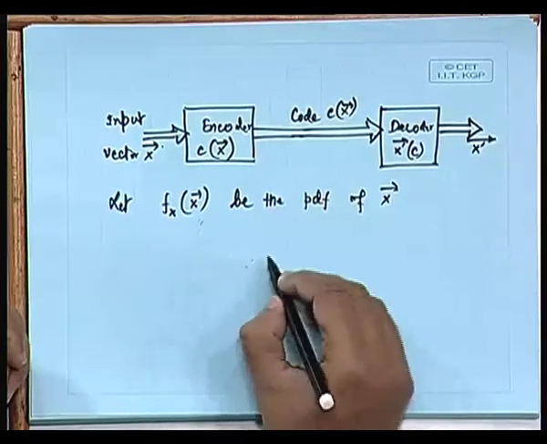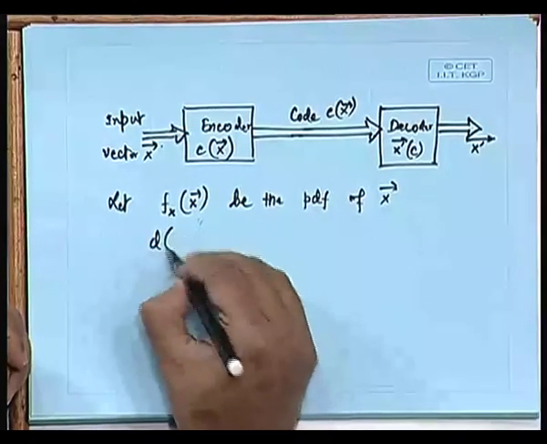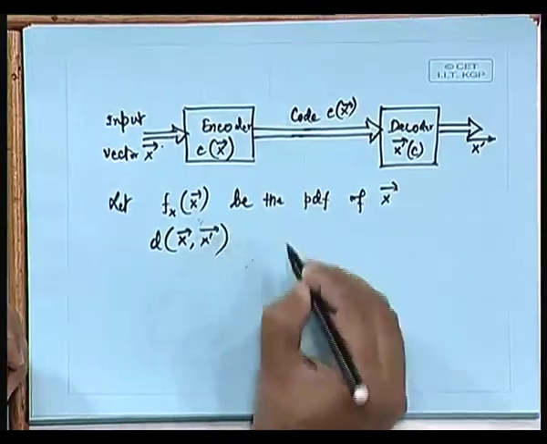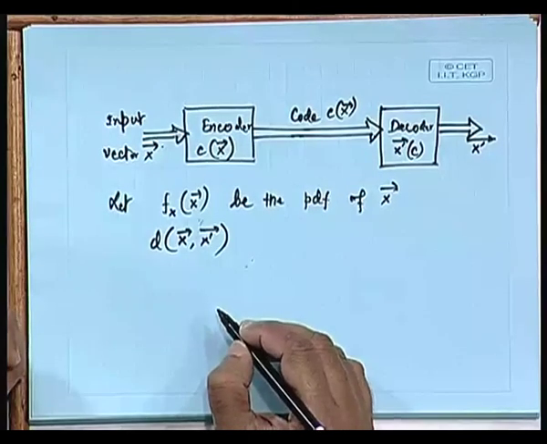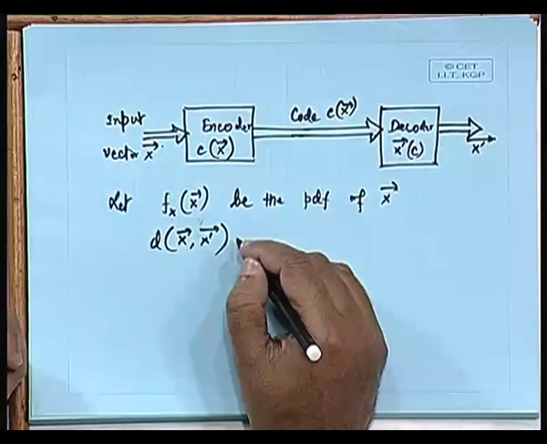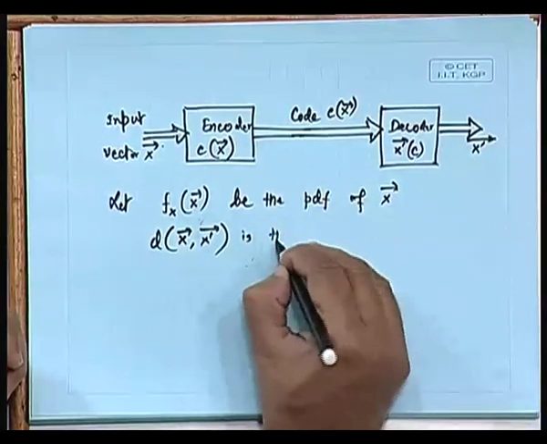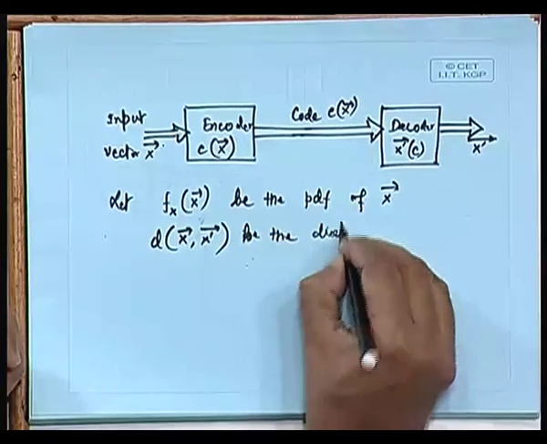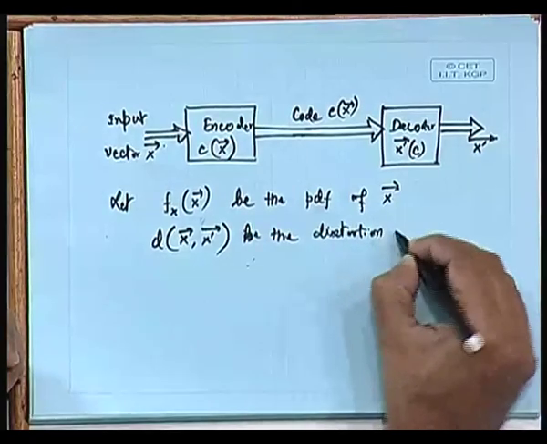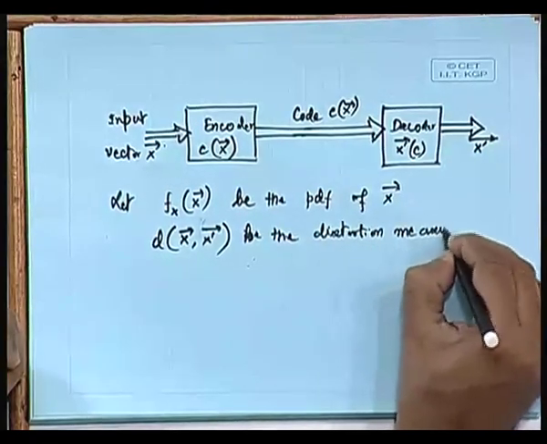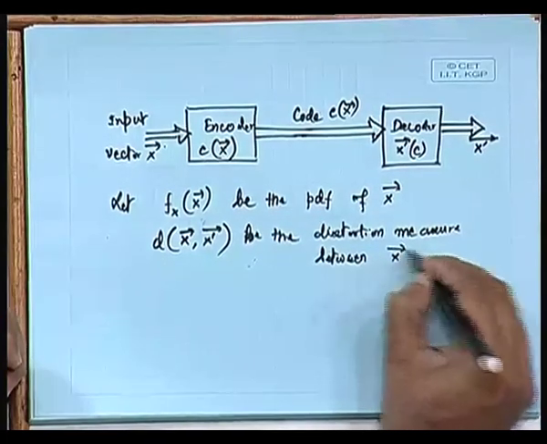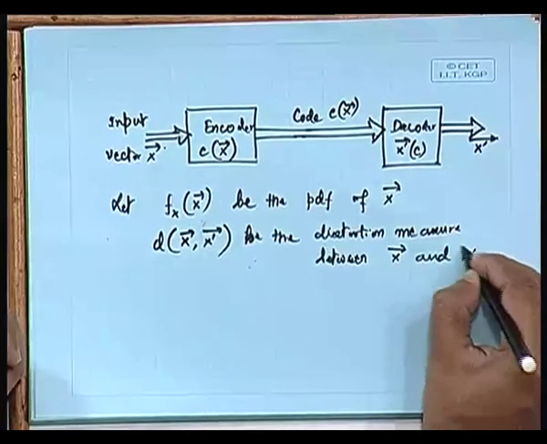Now, the optimum encoder-decoder scheme, we can call it optimum such that, supposing we choose a distortion measure between x and x prime, what we want to do is minimize this distortion, isn't it. So, let d(x, x prime) be the distortion measure between x vector and x prime vector. So, we want to minimize this distortion.